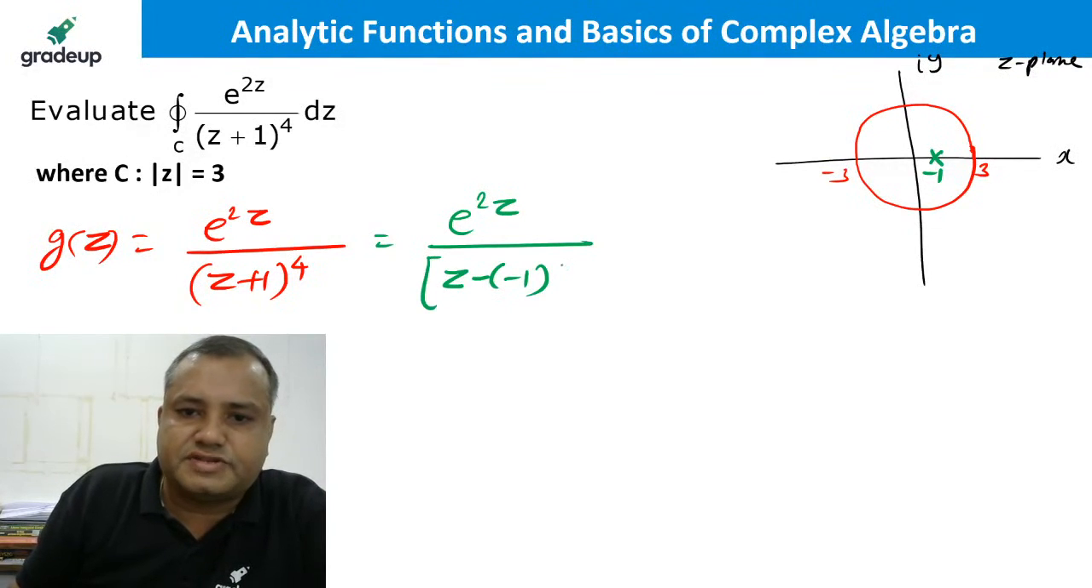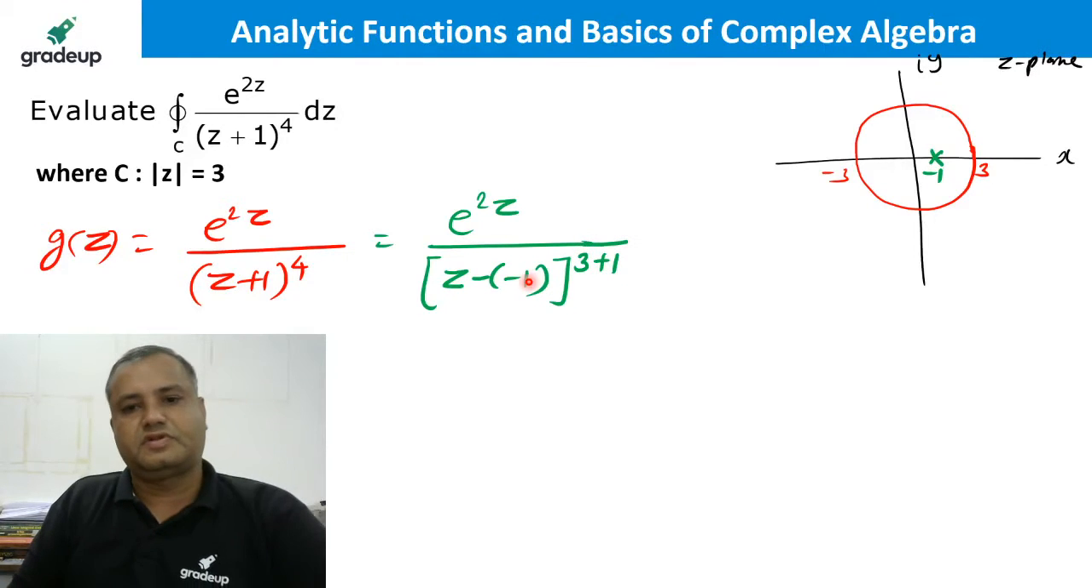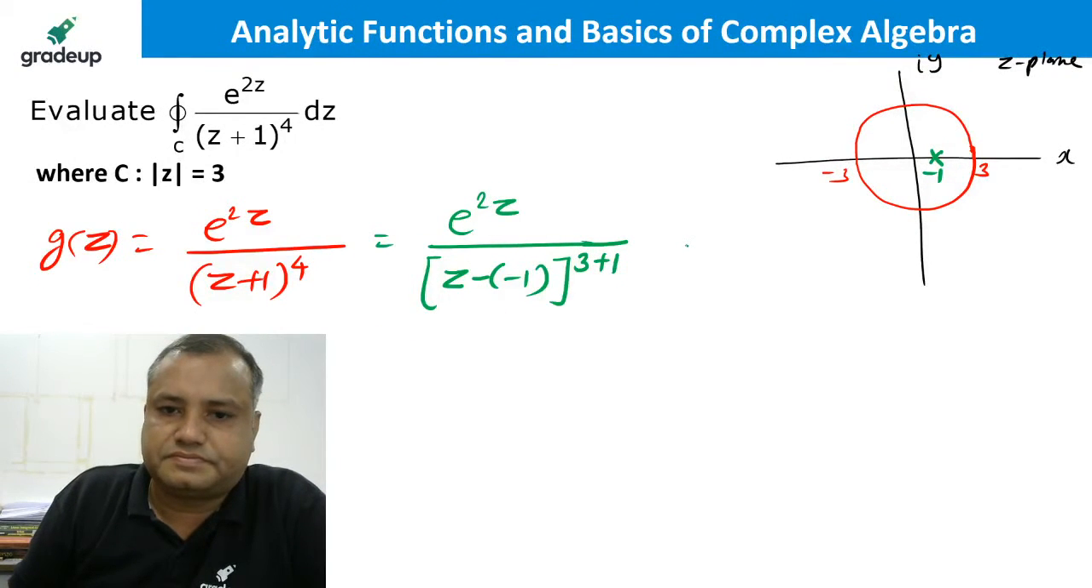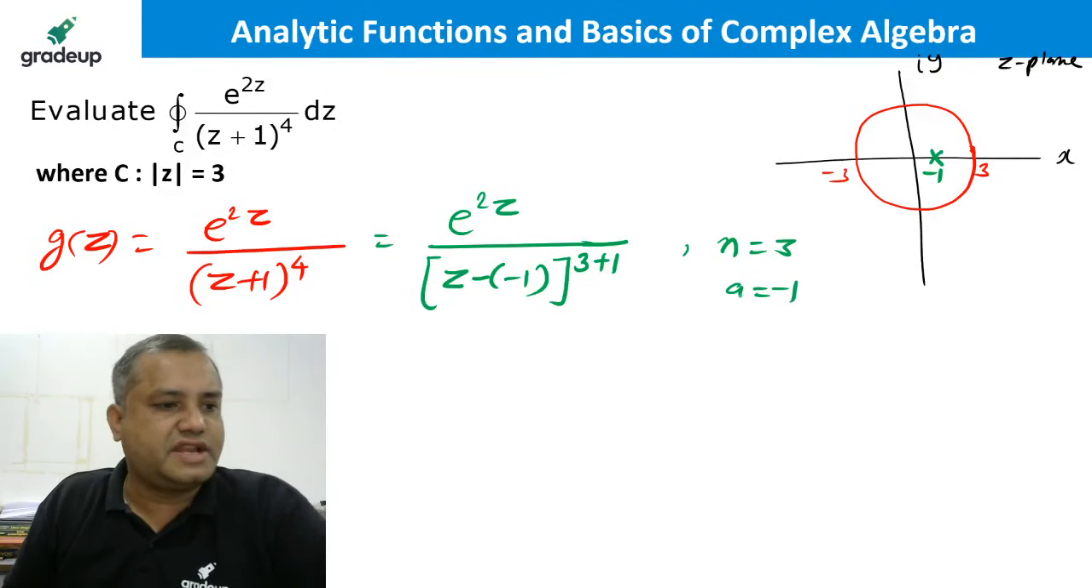z minus of minus 1, power 4 can be written as 3 plus 1. So here n is 3, a is minus 1.